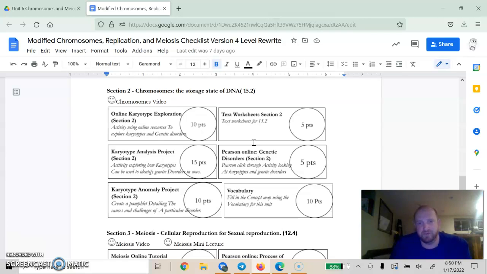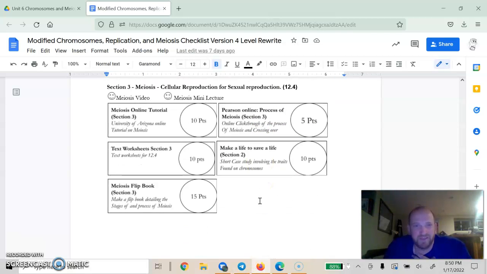There's also vocabulary for this unit. Pretty sure it's a concept map. It might just be the strips. There's always one where I have it written wrong and I can never remember which one it is.